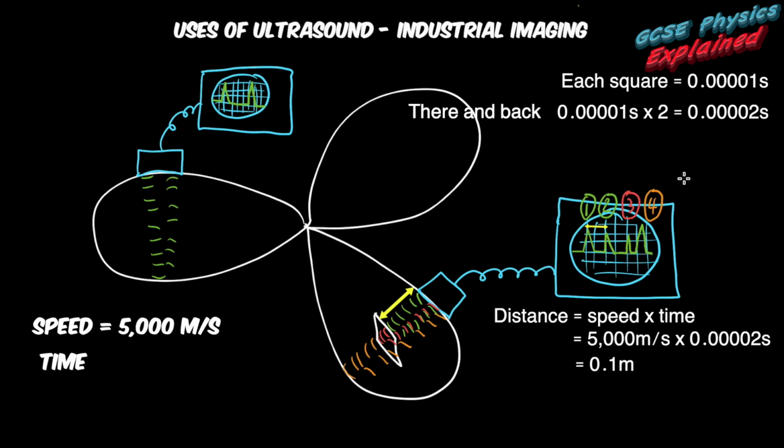However, remember to halve it to get the depth to the crack. So that's 0.05 meters, which is 5 centimeters. So that means the crack is 5 centimeters deep into the turbine blade.